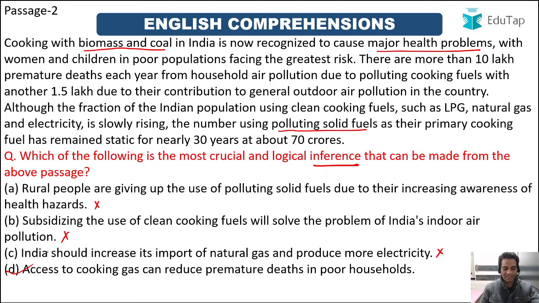Now, if people have access to cooking gas, it can reduce premature deaths in poor households. The point is, they do not have access to these things, and that is why they're using biomass and coal. If they have access, they would definitely use it, and that would reduce the number of premature deaths in the poor households. I think that is the logical inference that could be made from the passage, right?